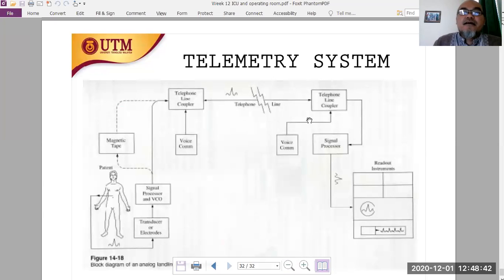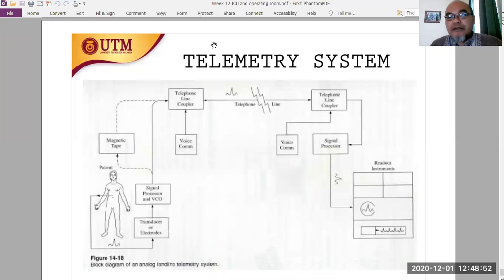Okay, that will be all for the ICU, ICCU instrumentation, as well as operating room or operating theater instrumentations.